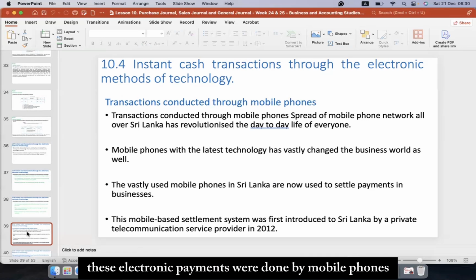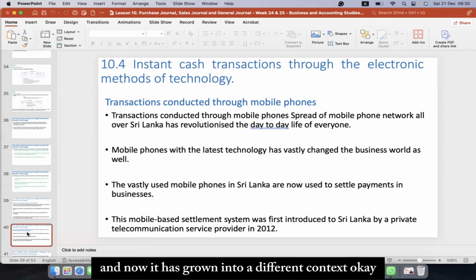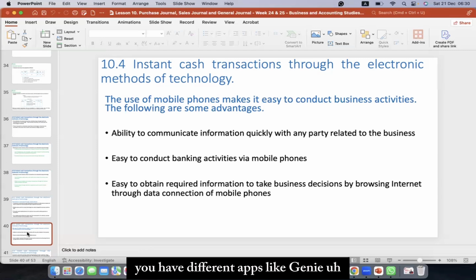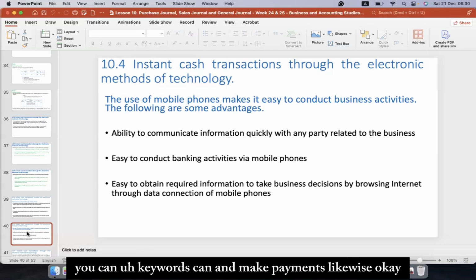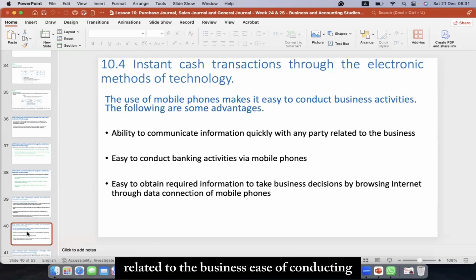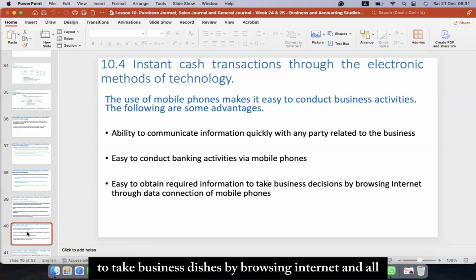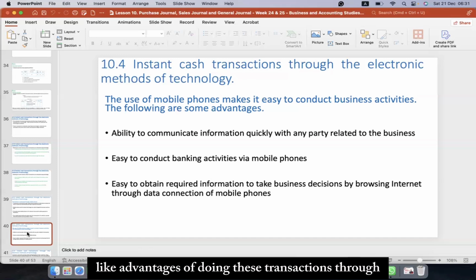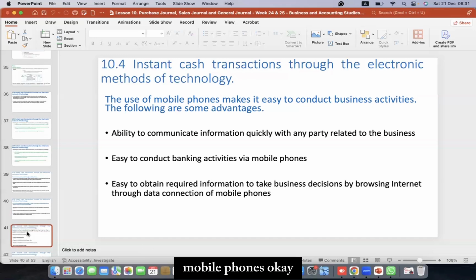That was when electronic payments were first done by mobile phones, and now it has grown into a different context. You have different apps like Genie, and you can scan a QR code and make payments likewise. The ability to communicate information quickly with any party related to the business, ease of conducting banking activities via mobile phones, and the ability to obtain required information to take business decisions by browsing the internet and all. Those are some of the advantages of doing these transactions through mobile phones.